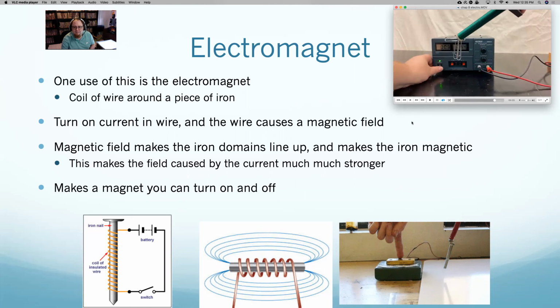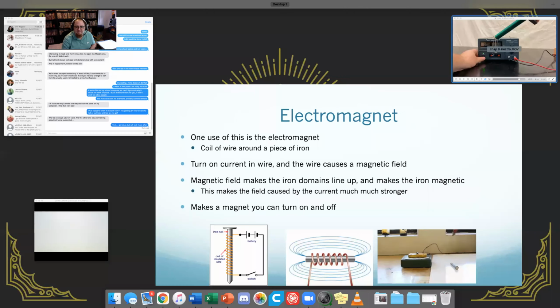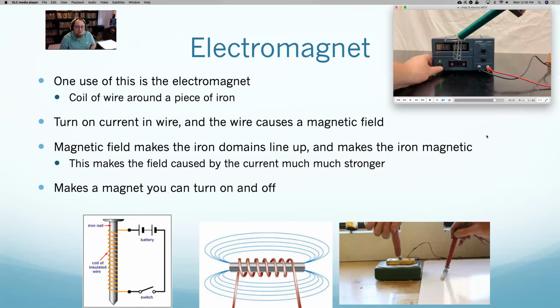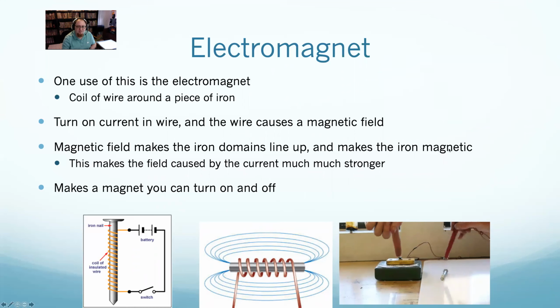This is an electromagnet. The general idea is that a current carrying wire creates a magnetic field. And so if you have a current carrying wire, you can make all the domains line up in the metal it's surrounding. You turn the magnet off, they'll go back to doing whatever the hell they want. And it's a good way to make a controllable magnet, just because a current carrying wire creates a magnetic field.